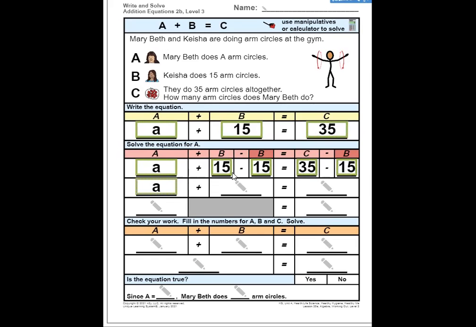Plus 15 minus 15. If I have 15 pencils and I give you all 15, how many do I have left? 0. Not a single one do I have left. Okay, now we need to know what 35 minus 15 is. Might have to put your thinking caps on for this one. Anybody know 35 minus 15?